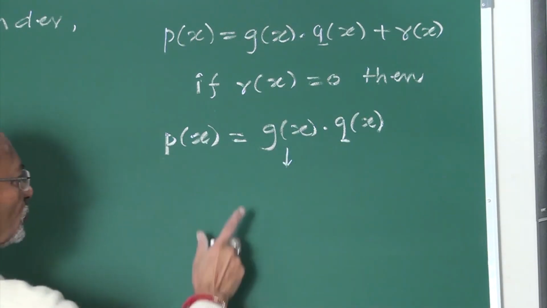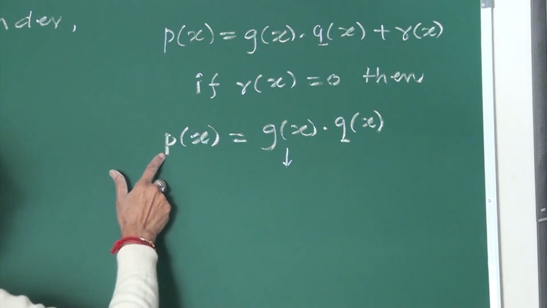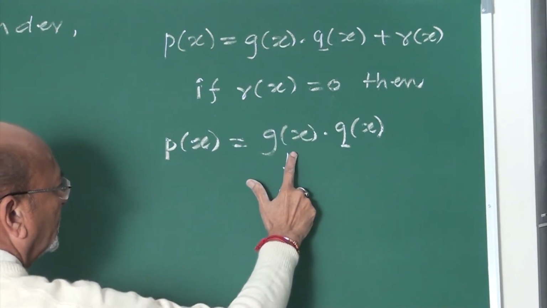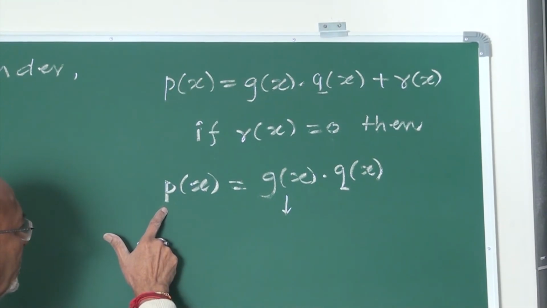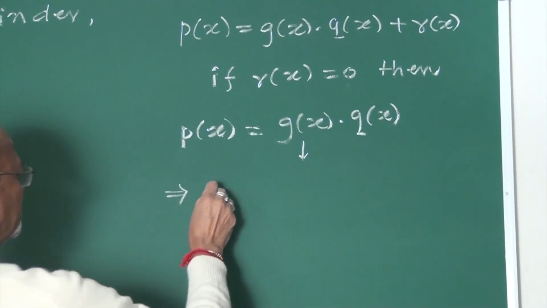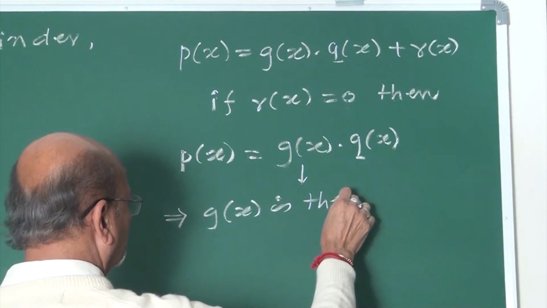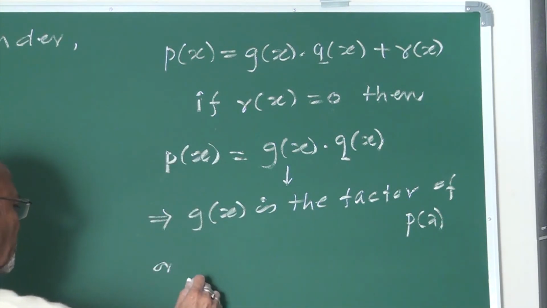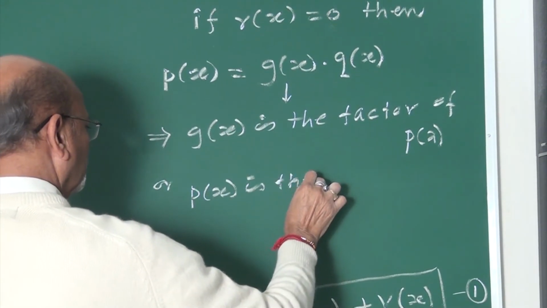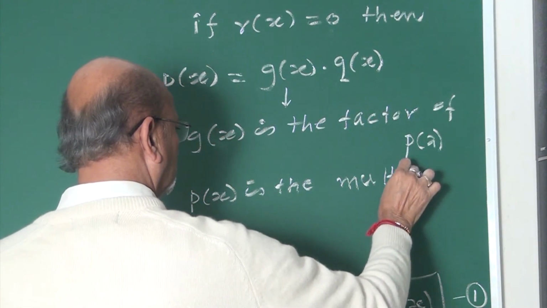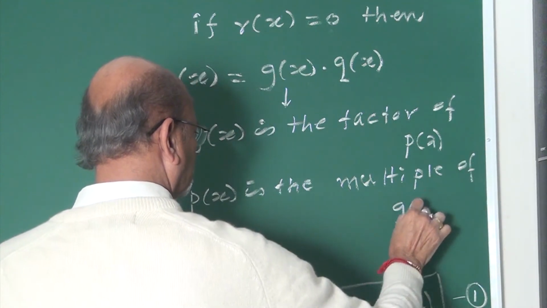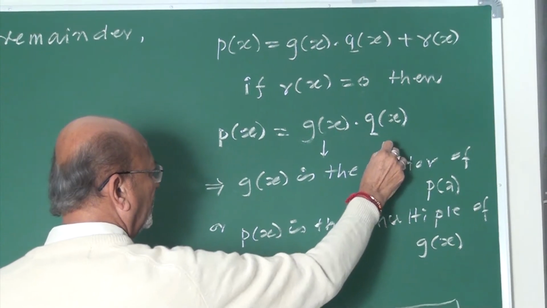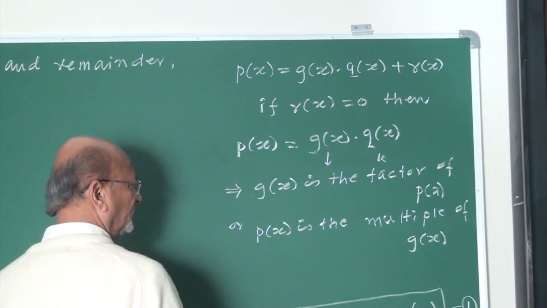In the next examples, you have to show that g(x) is a factor of p(x). To show that g(x) is a factor of p(x), you have to get what? The remainder r(x) must be 0. If the remainder is 0, the divisor is a factor of the dividend p(x). In this case, my friends, g(x) is a factor of p(x), or the same thing saying, p(x) is a multiple of g(x). g(x) is a factor of p(x), or p(x) is k times g(x), a multiple of g(x). Yes, my friend. Next example.